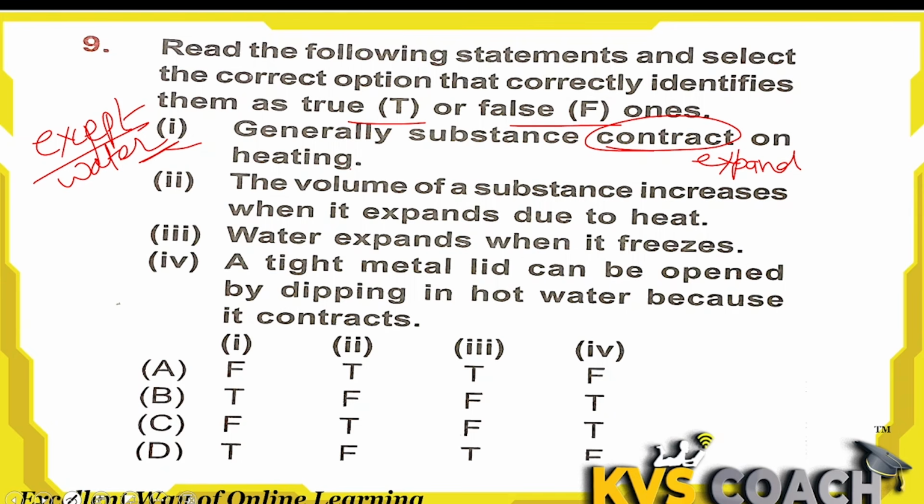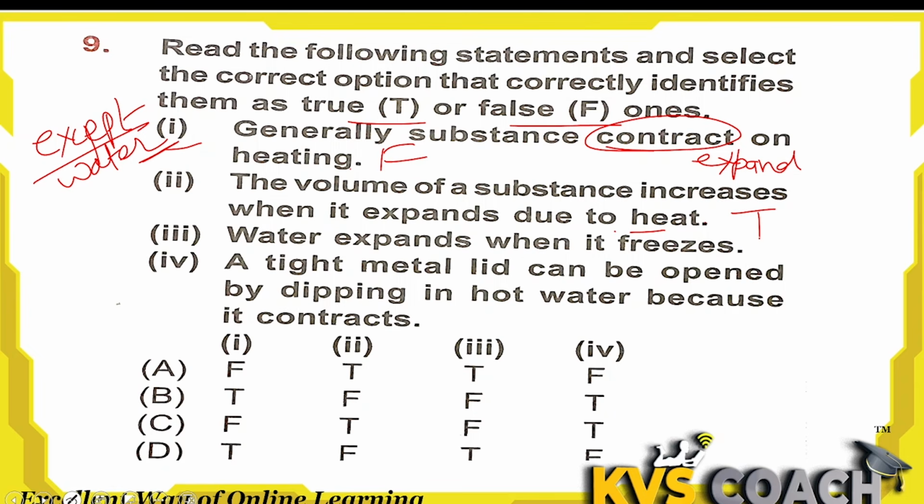But when we freeze water, then it expands. It means when the water is frozen in the freezer, it becomes ice, and ice has more volume than water. Ice is the expanded form of the water. So here this is the wrong statement, F, because generally substances expand on heating, not contract. The volume of a substance increases when it expands due to heat. Yes, when the metal or any substance expands, their volume gets increased.